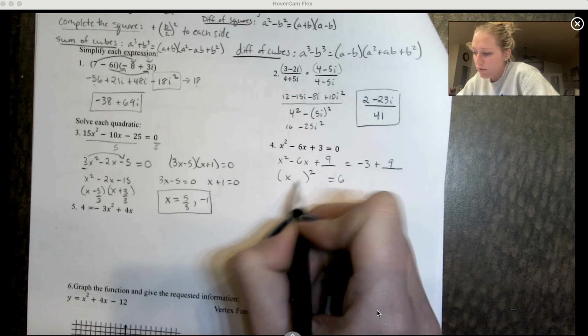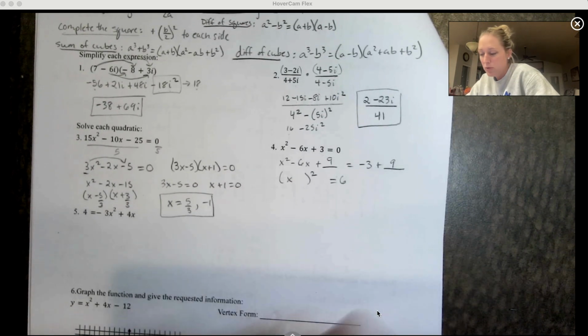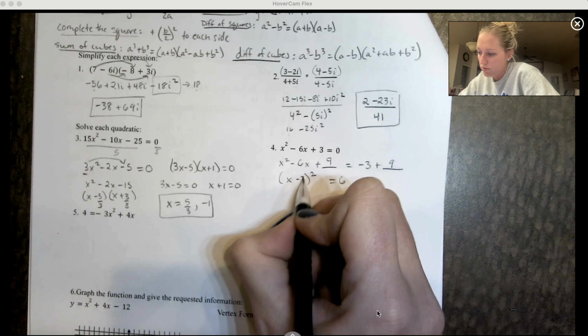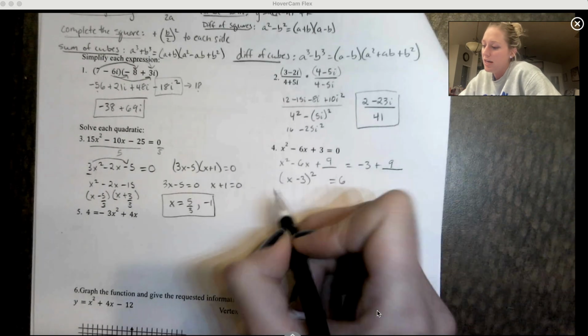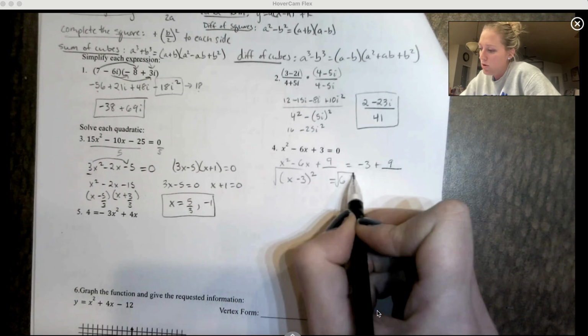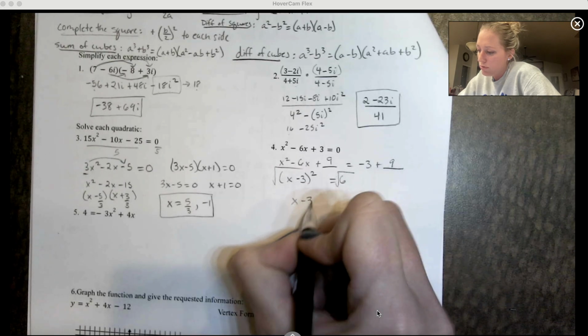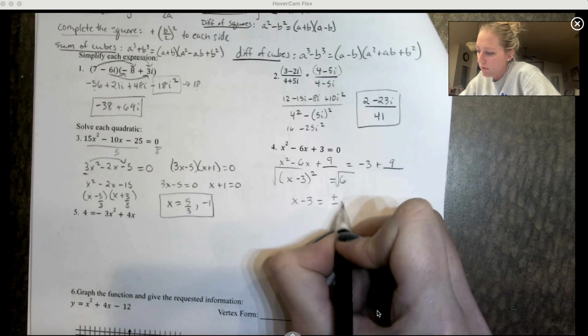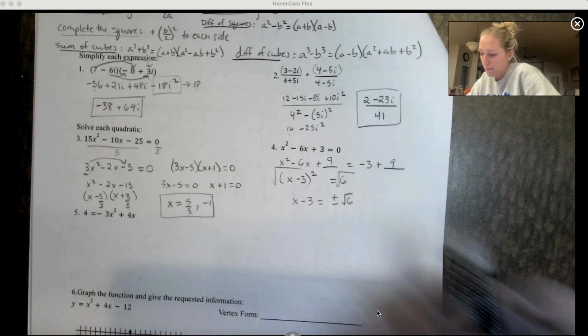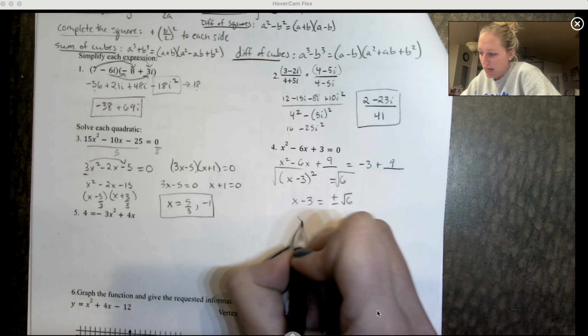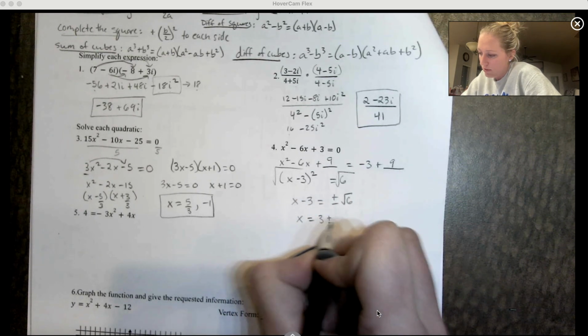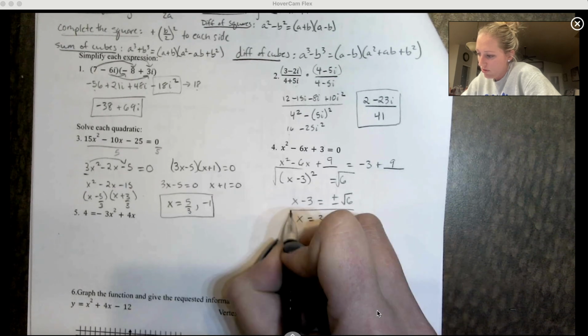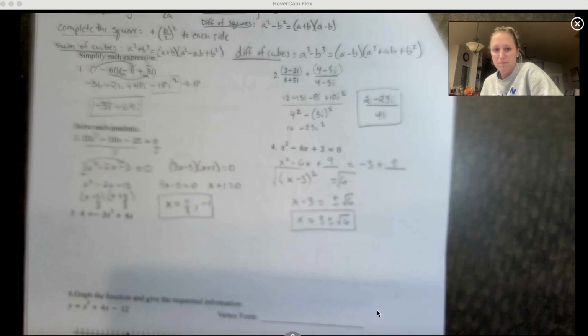And remember, the number that goes here is always going to be whatever b over 2 was, which for us was -3. And then from here, I can take the square root of both sides. Remember, anytime you use square roots in the solving process, you have to remember the plus minus sign. And then we want to get x by itself, so I'm going to add 3 to the other side. So we got 3 plus or minus the square root of 6. So there's my solutions for number 4.